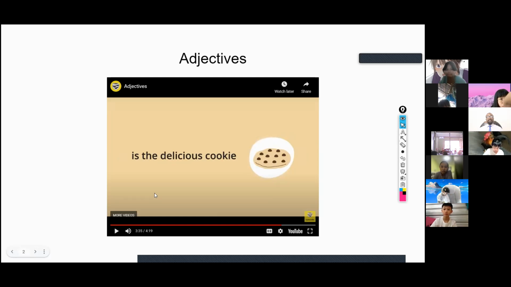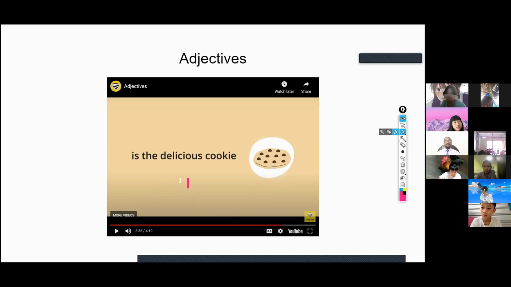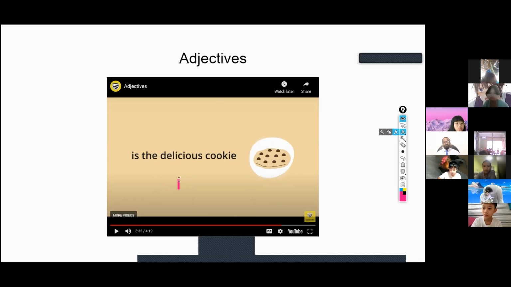All right. "Is the cookie, I'm sorry, is the delicious cookie?" Who wants to help the teacher again? Moji? How do I say your name? Moji. All right, Moji, thank you for volunteering. What's the right order? The cookie is delicious. Wonderful, very good pronunciation. The cookie is delicious.